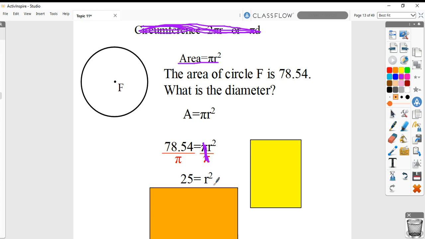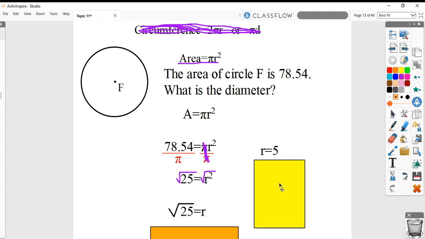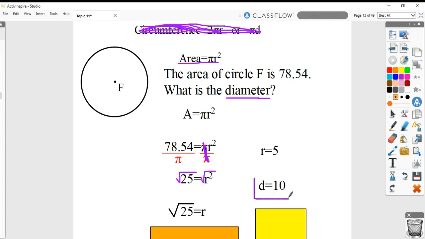So the question, how do you undo squaring something? Y'all, we have done so many problems. There have been so many cases where I've asked that exact question. How do you undo squaring something? You take the square root. On both sides, you take the square root. That gives you r by itself equals the square root of 25. Now, that's not very difficult to find, right? We know that the square root of 25 is 5. So if the radius is 5, we're not finished with this question yet, because this question is asking, what is the diameter? We have to take that radius, multiply it times 2. That's where we get the diameter.